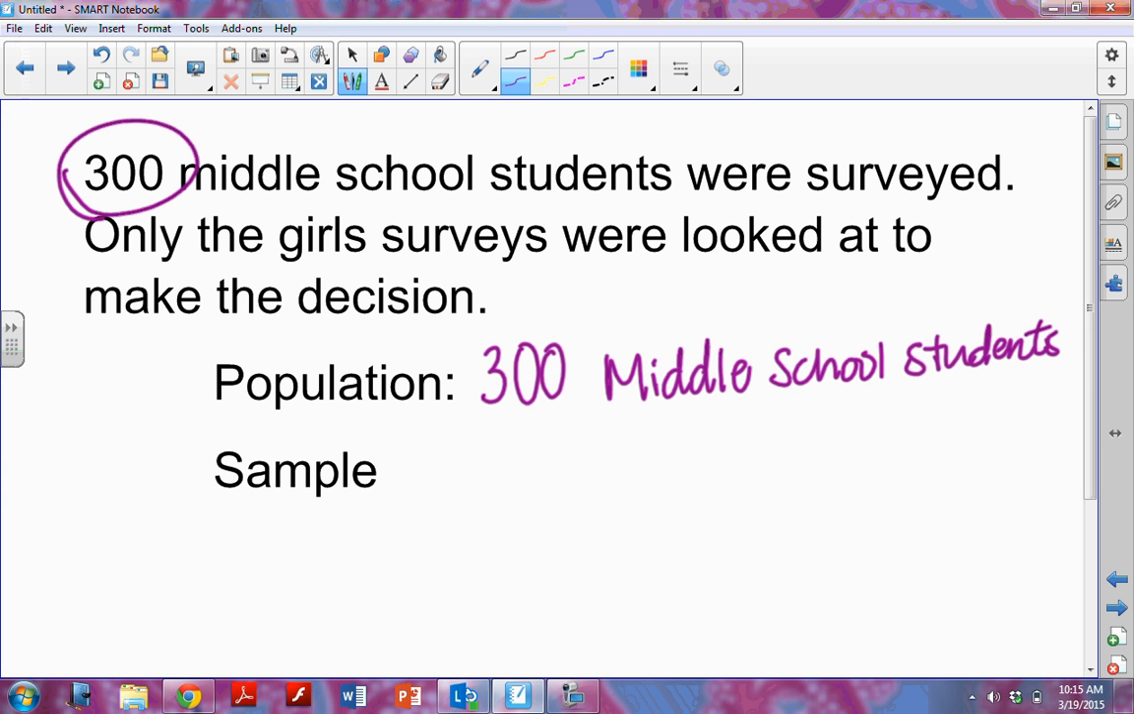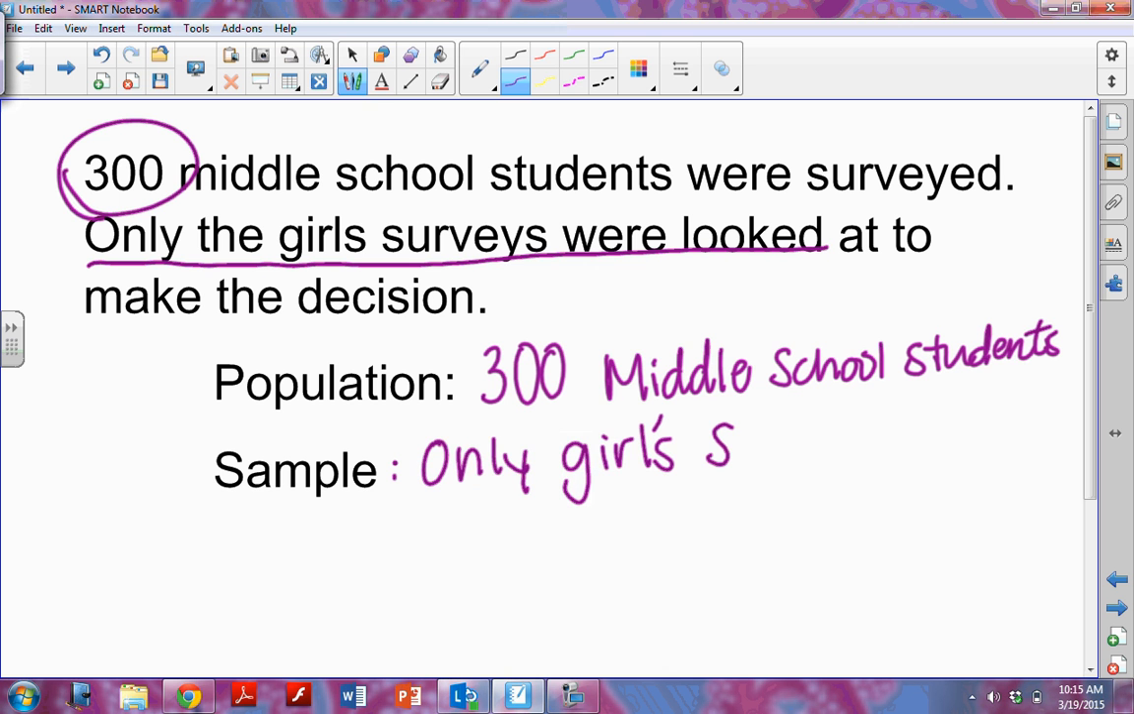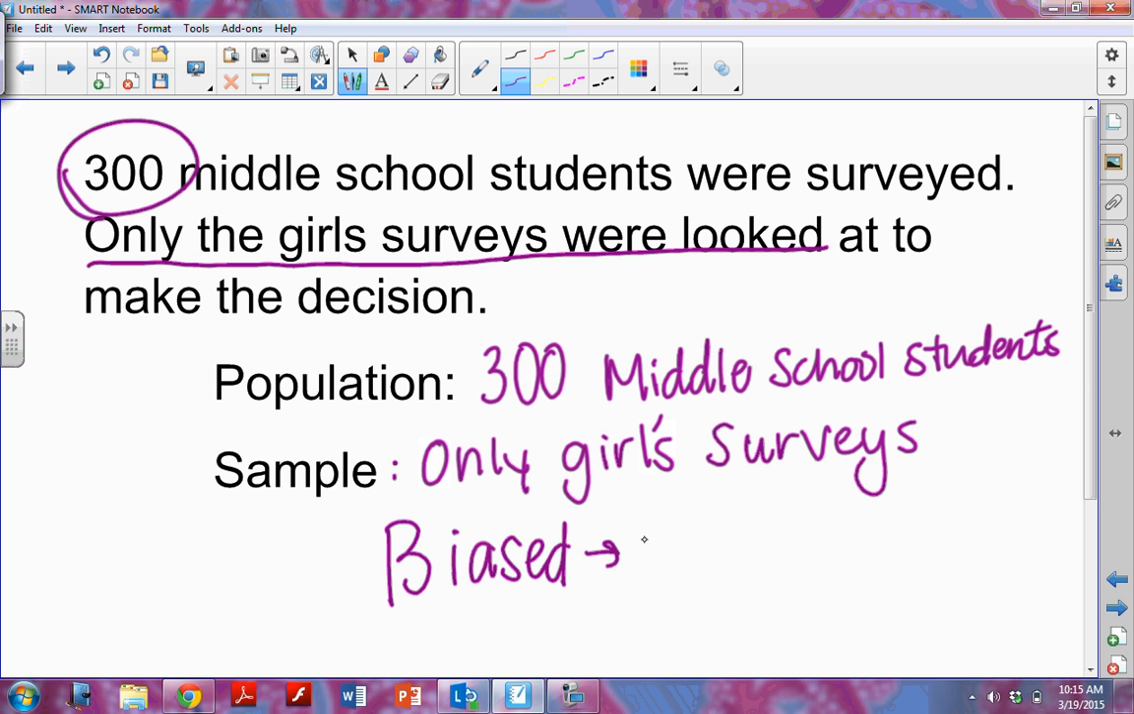So now the difficult question comes into looking at my sample. I have no other numbers, so that means I'm going to need to read and do some investigation. So it says only the girls' surveys were looked at. So in talking about being fair, is it fair if only the girls' surveys are being looked at? Nope. We know that that's our sample, so I'm going to write only girls' surveys. So since it's not fair that the boys' surveys aren't even having a chance to get looked at, this is a biased sample because it is not fair.